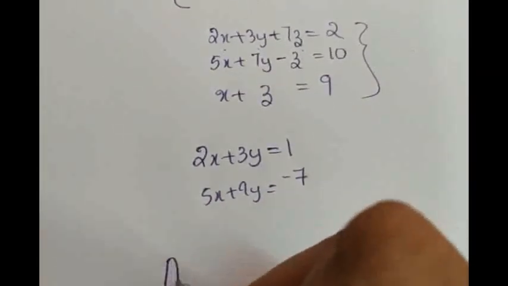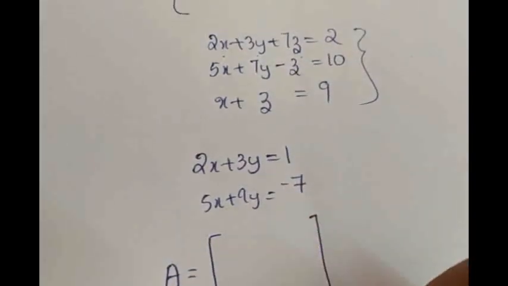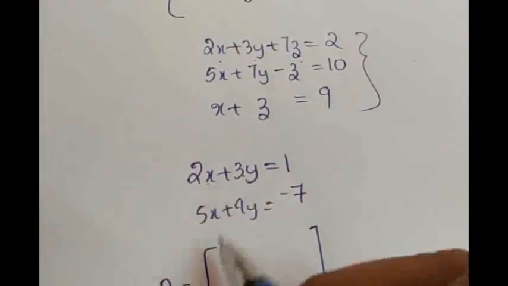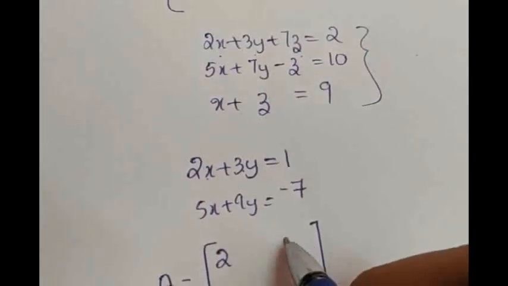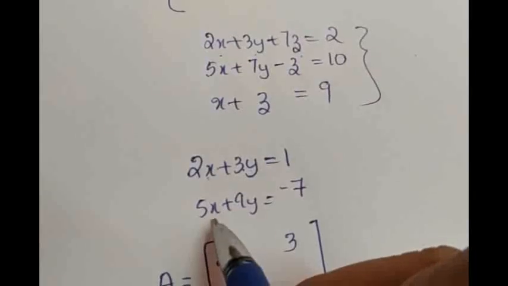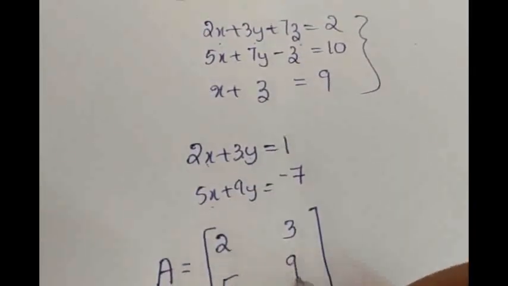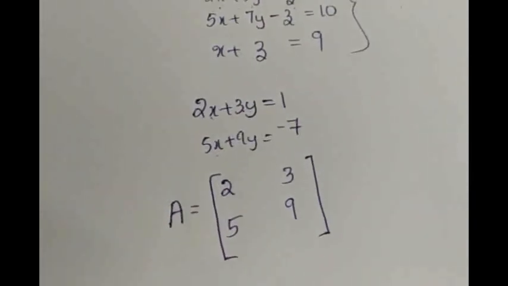I am writing A as the coefficient matrix. Coefficient matrix means we will be writing the coefficients of x and y. So the first row becomes 2, 3. I took the order x and y, so here also I have to take the same order x and y. The coefficients of x and y are 5 and 9. So A is the matrix 2, 3, 5, 9.